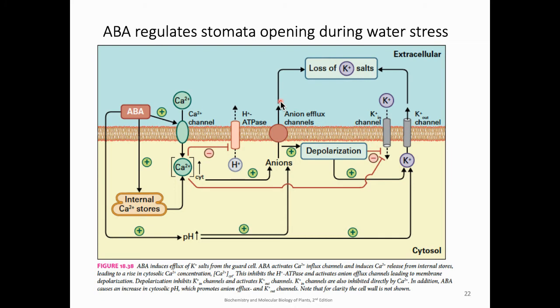So everything in reverse and increase the pH. So that means inside the cell you will not have proton, you will not have potassium, you will not have chloride or nitrate. So inside the cell, the water moves out because outside you have more of the salt, more of the sugar, and then the cell shrinks and the stomata is closed.